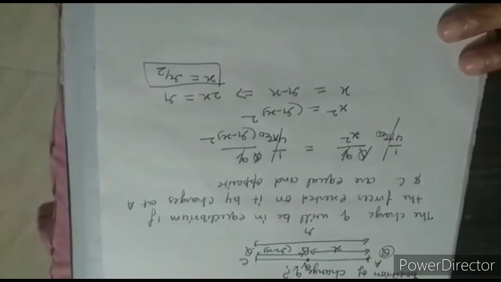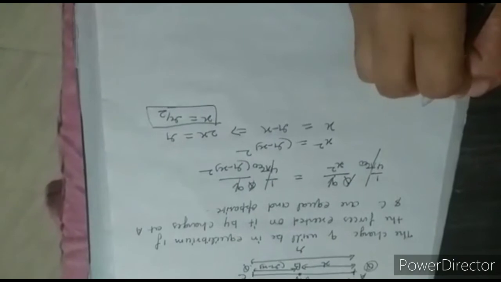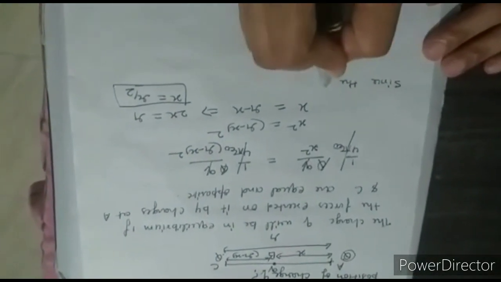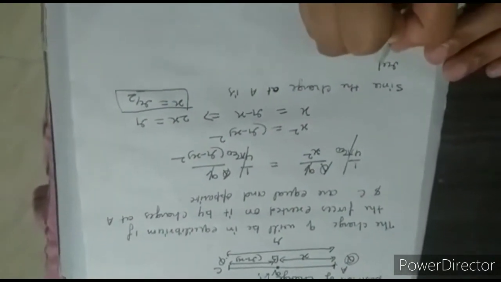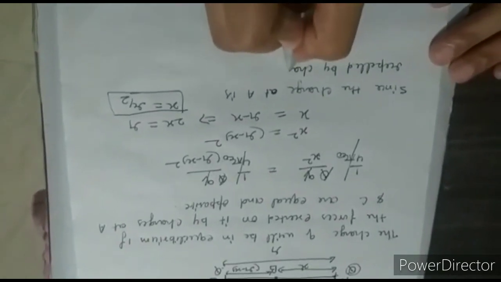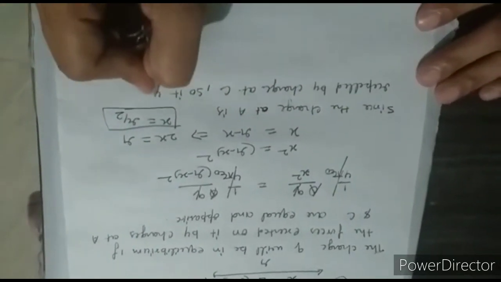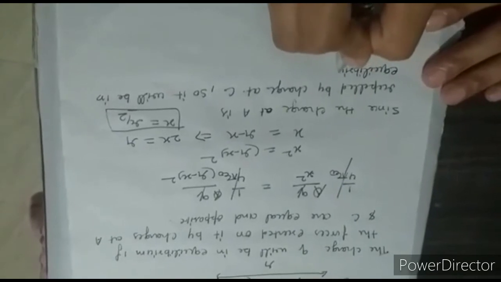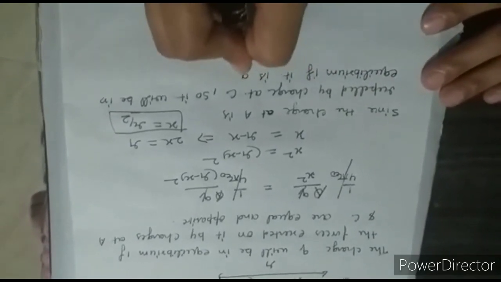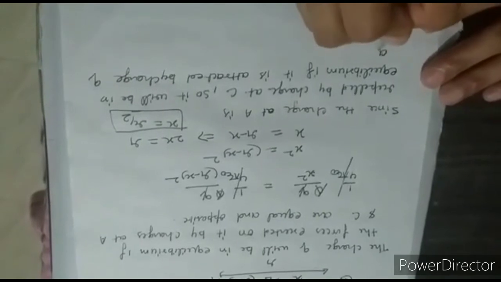Now the position of the small charge q is at a distance r by 2 from the charge at point A. Now the next part: since the charge at A is repelled by the charge at C, it will be in equilibrium if it is attracted by the charge small q at B.